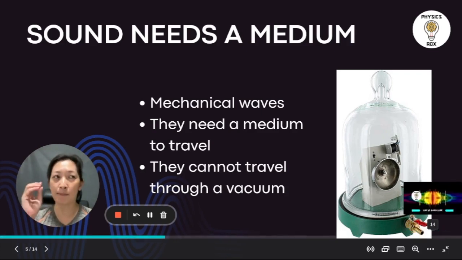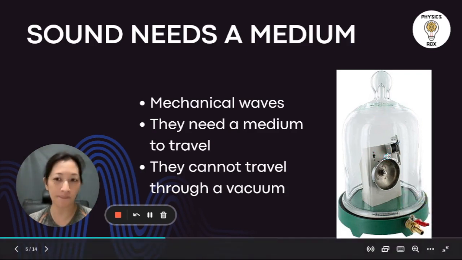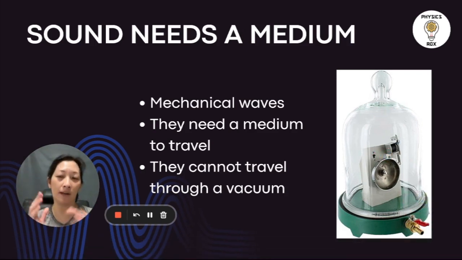And what happens is the pump, when you switch it on, will start removing air from the inside of the bell jar. Because the jar is made of glass, it doesn't compress easily. But the air has been removed, leaving a vacuum on the inside. And as the air starts being pumped out, you'll hear the sound get fainter and fainter because there's less and less air particles.